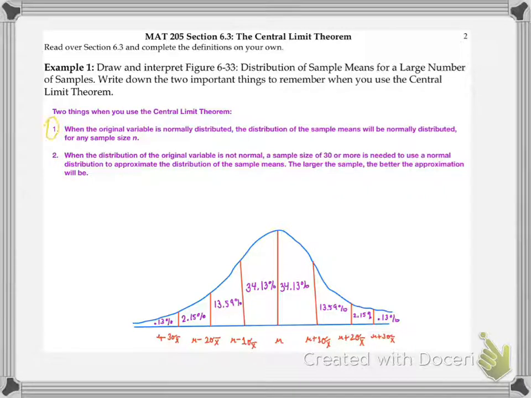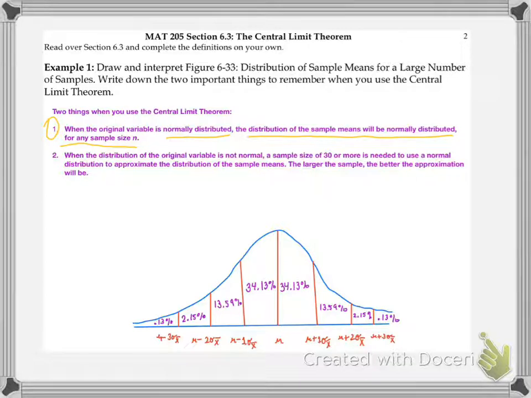One is that when the original variable is normally distributed, the distribution of the sample means will be normally distributed as well for any sample size n. Okay, so in other words, if you know that it is a normal distribution or normally distributed, then for any sample size n, you don't have to have a minimum number of sample points. If it's normally distributed, then you can just go straight forward, right?